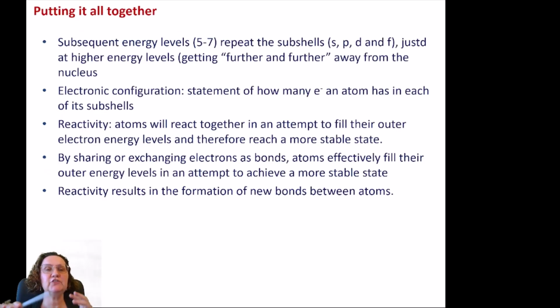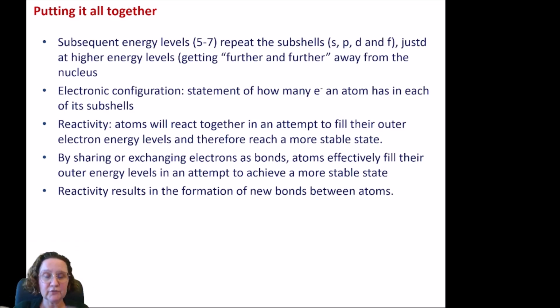So subsequent energy levels, 5 to 7, repeat the subshells. So you have S, P, D, and F, just at higher energy levels. So instead of being a 4s, it's a 5s. Instead of being a 4p, it's a 6p or a 7p.